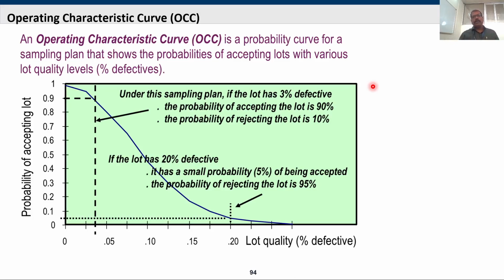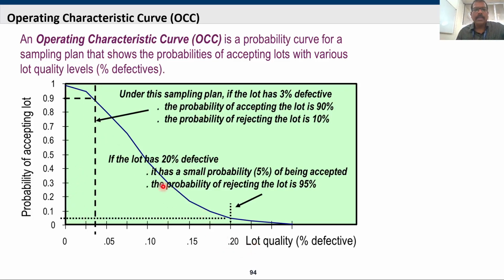If, instead of 90 percent acceptance, you want 95 percent acceptance, then you have to reduce the percentage of lot defectives. For example, if you want to achieve 95 percent acceptance and you draw the vertical line, it will come over here. It may be 0.02 or 0.025, meaning only 2.5 percent defective is allowed, beyond which you have to reject it. Okay, so this is how.